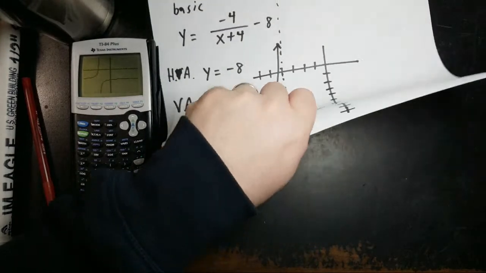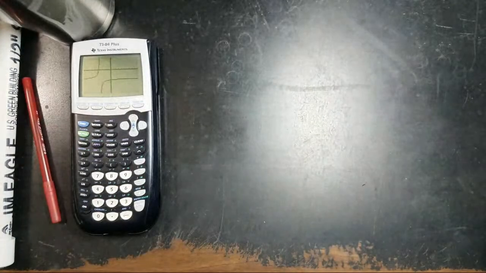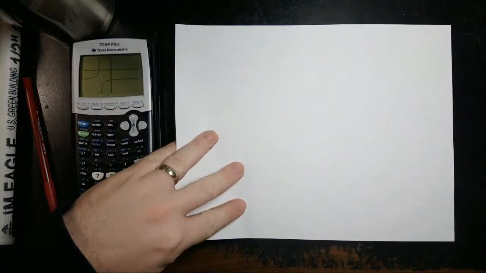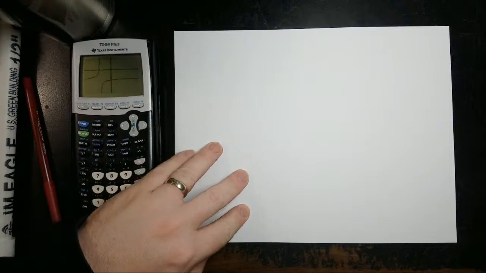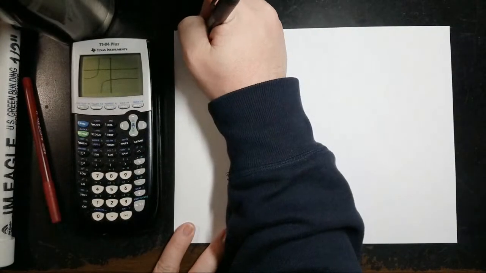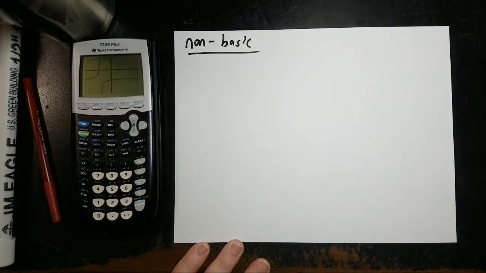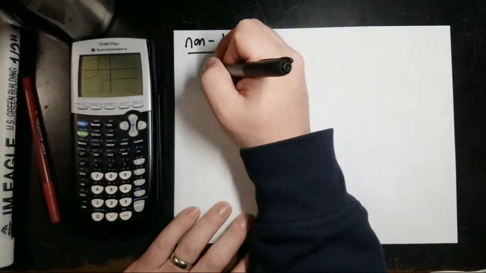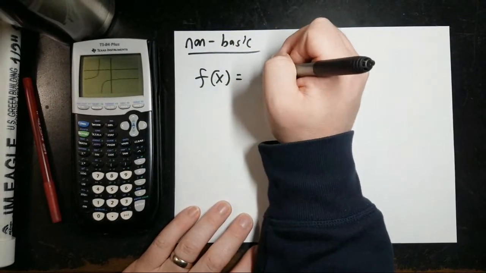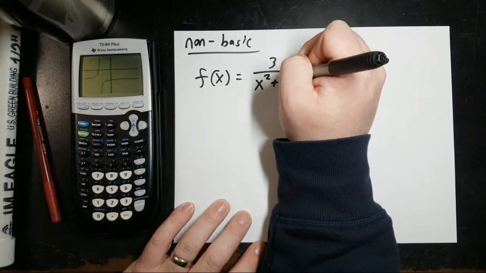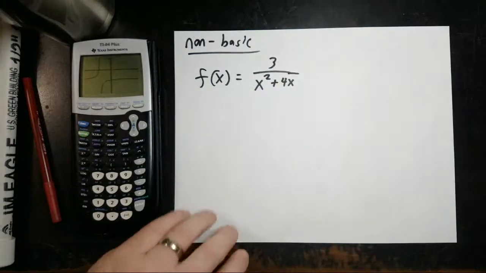Now, when we talk about non-basic, the non-basic ones are going to be a bit grungier, to say the least. Non-basic. Let's start with, yeah, let's do that one. We'll start with this one. F of x equals 3 over x squared plus 4x.